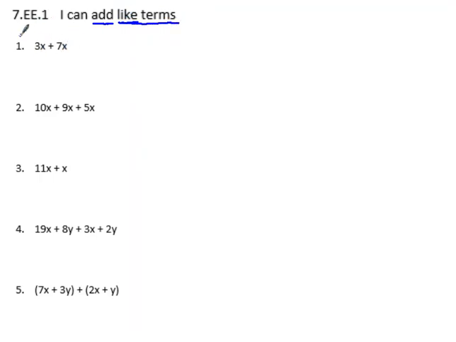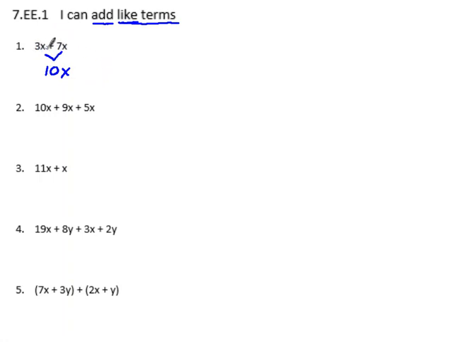So like on problem 1 here, 3x's and 7x's. They are both x's, so I can just put them together and say 3x's and 7 more x's make a total of 10 x's. The variable doesn't change, just the coefficient in the front, how many we had. We had 3x's, 7x's, now we've got 10 of those same thing, 10 x's.